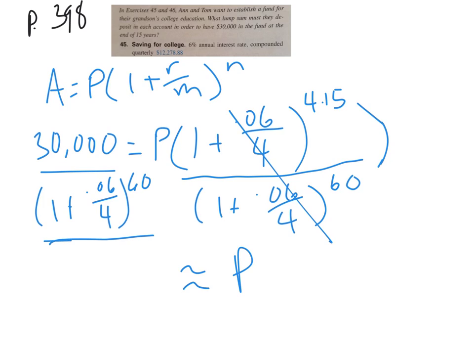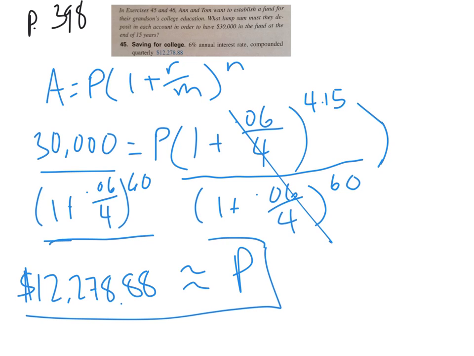If you throw that all into the calculator, you should get a number rounded to the nearest cent, something like 12,278.88. This is money, and that should be our P. Right, so if they want to have $30,000 at the end of 15 years with all these constraints on this account, then they need to deposit $12,278.88.